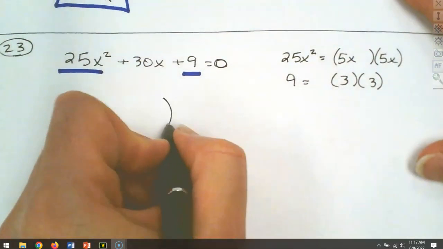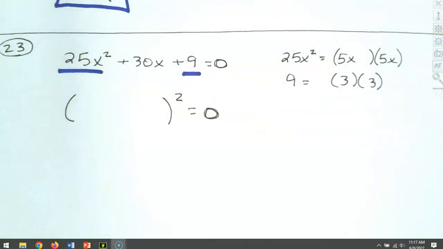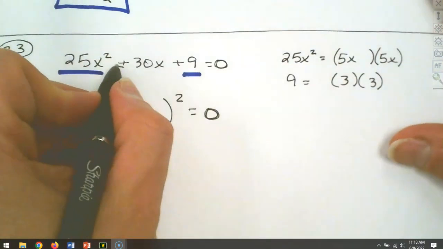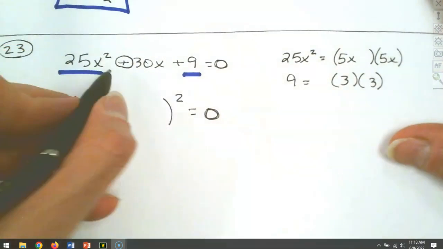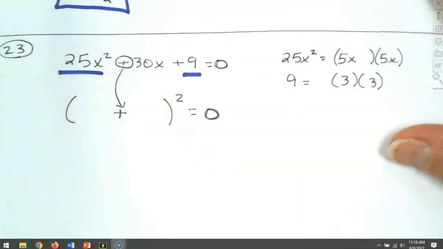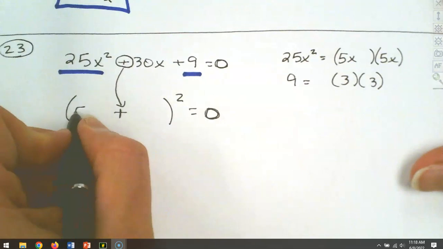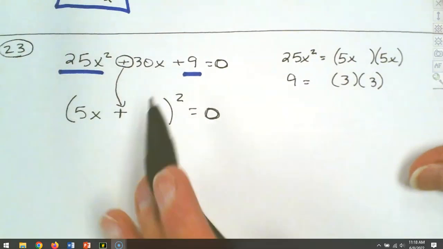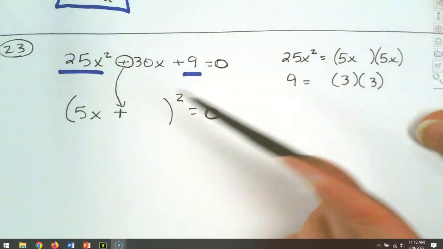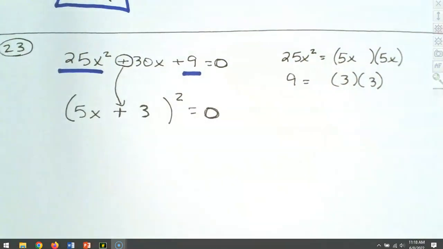And this actually comes down as a square. So what's the sign going to be? Well, we go back and we look at the sign in the middle, and the sign in the middle is positive, so the positive comes down. And what did we know about 25? Well, we broke 25 up into 5x and 5x, so the 5x is going here. And what about the 9? 3.